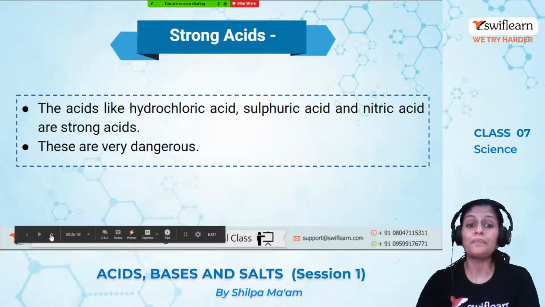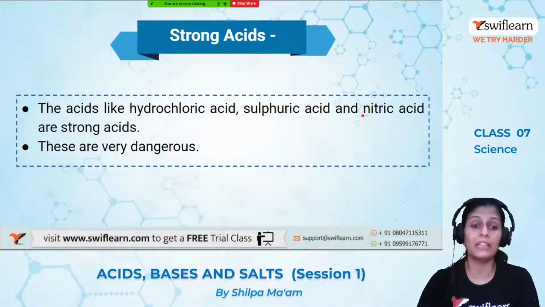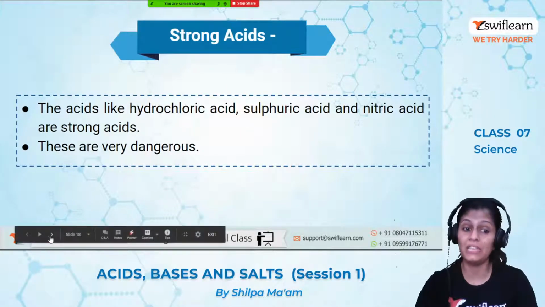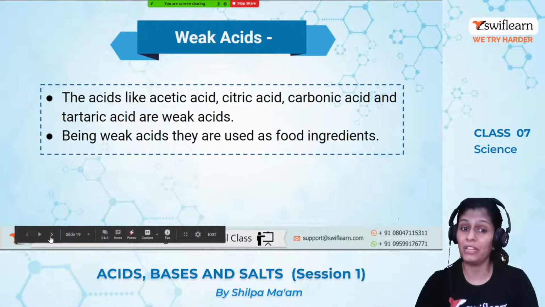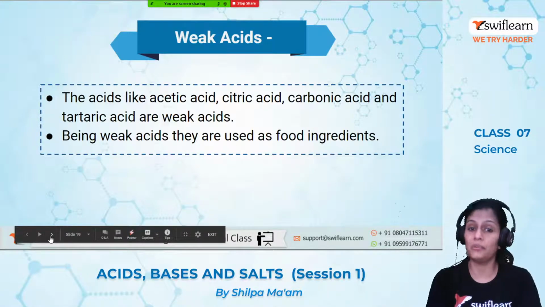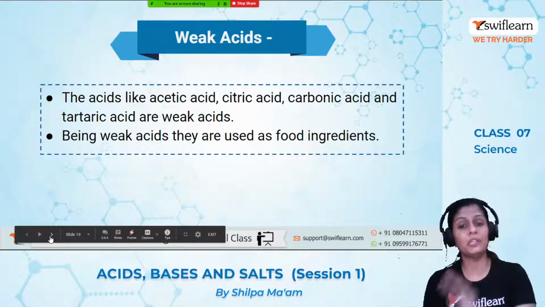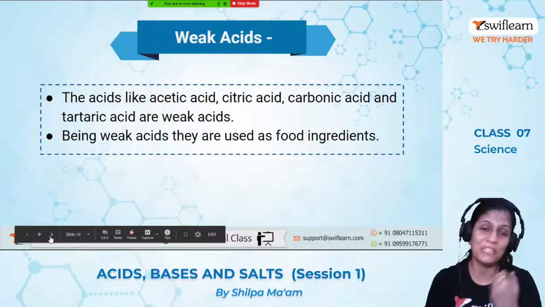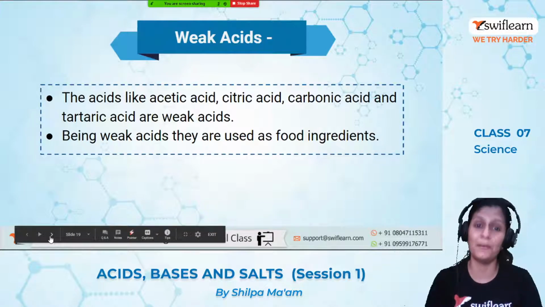So what are strong acids? The acids like hydrochloric, sulfuric and nitric acid are called strong acids. They are very dangerous. That is, you need to handle them with care. Weak acids are what? Weak acids are acetic acid, citric acid and carbonic acid. These are the weak acids along with tartaric acid, and that is why they are used in food ingredients, because the strong acids cannot be used in food ingredients because they are going to cause harm to your body.